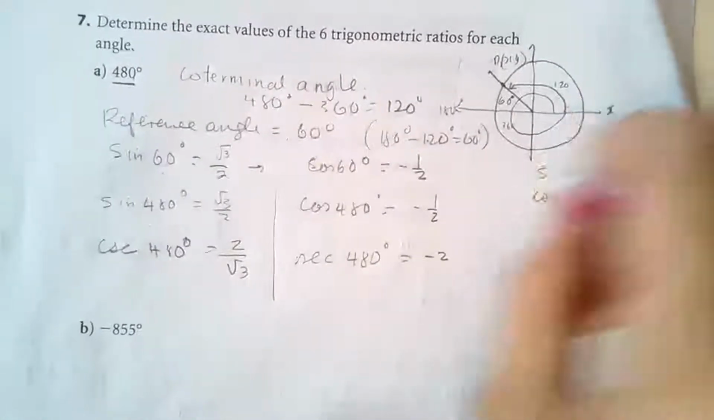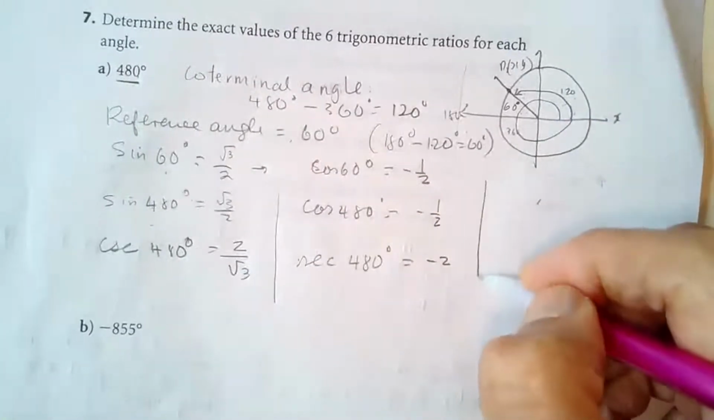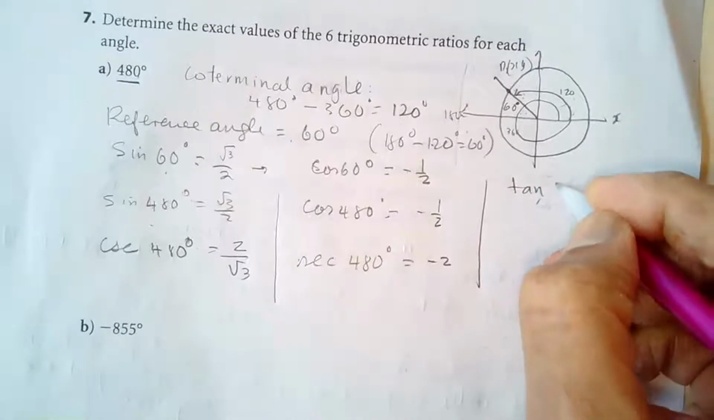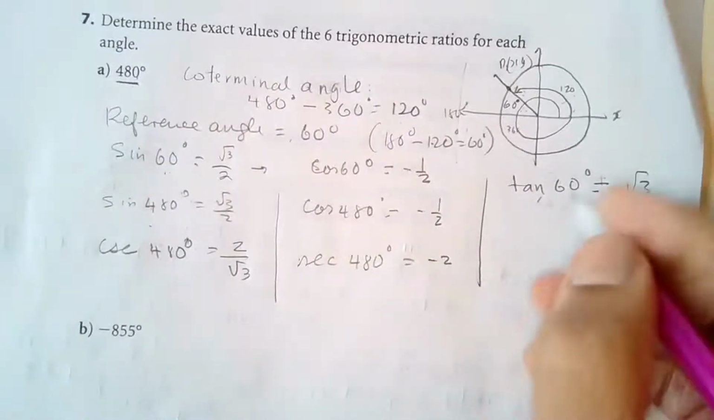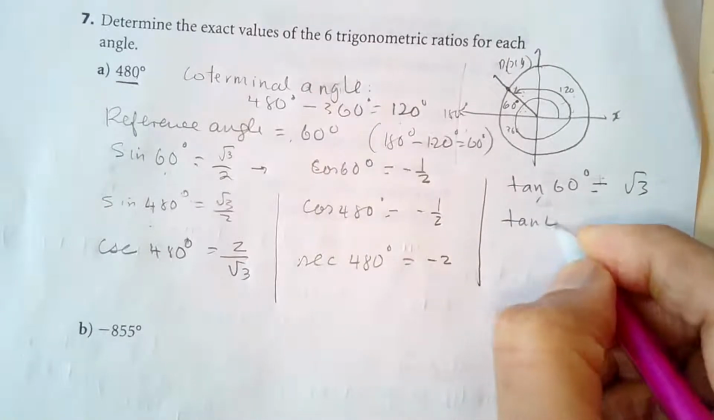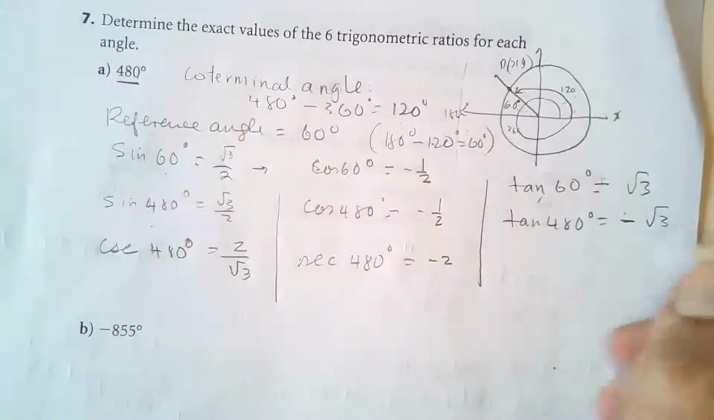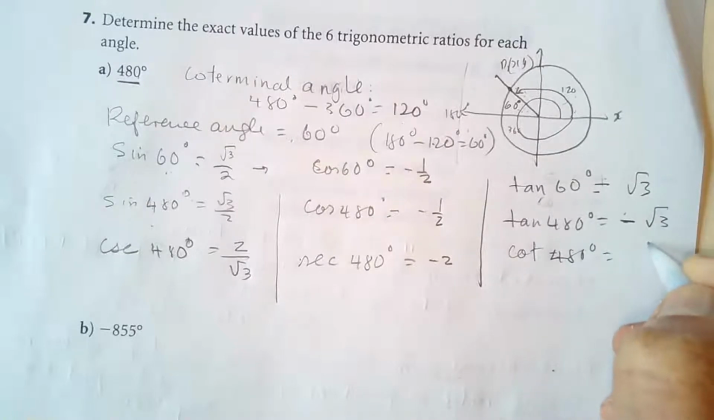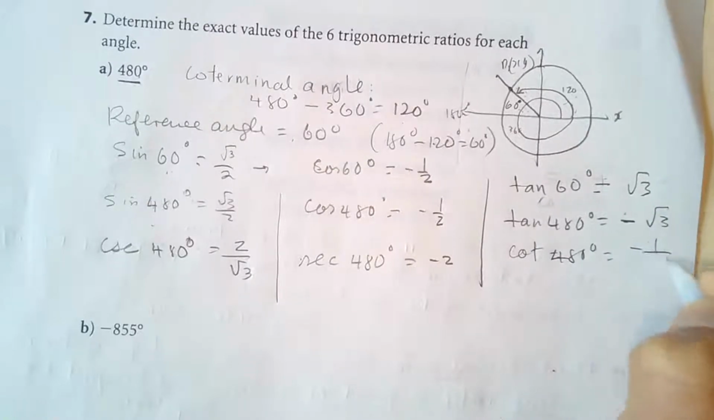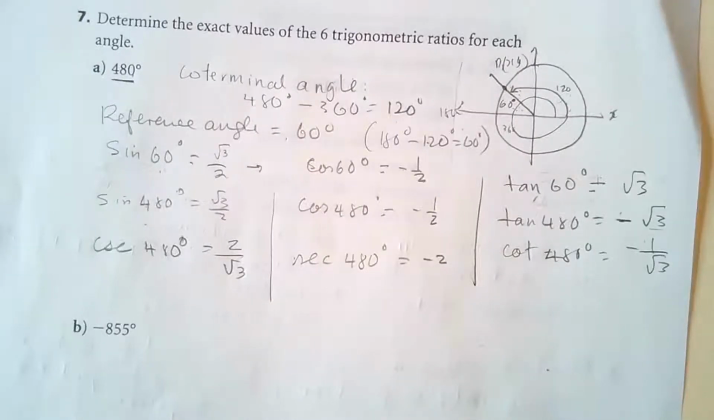I'll erase this here so I can get some space to now do my tangent. So now tan 60 degrees is root 3. But tan 480 degrees will be negative, right? Because it's negative in quadrant 2. And cotangent 480 degrees would be negative 1 over root 3. So there you have your 6 trig ratios.